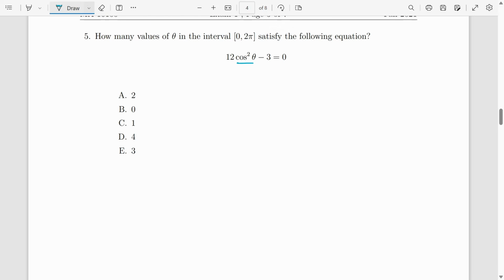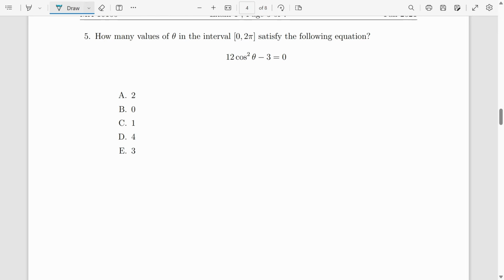How many values of theta in an interval from 0 to 2 pi satisfy the following equation? So we've got this equation here. What it's saying is how many values for theta between 0 and 2 pi still make this equation valid. This is more of a conceptual, knowledge test kind of question. It's probing whether you know enough about sines and cosines and trig functions and how they go about their business on the unit circle. If you do, then you'll probably get this one pretty quickly.